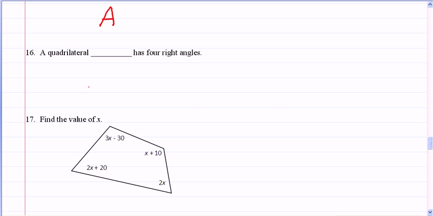And for number 16, a quadrilateral sometimes has 4 right angles because the only 2 types of quadrilaterals that have 4 right angles are rectangles and squares.